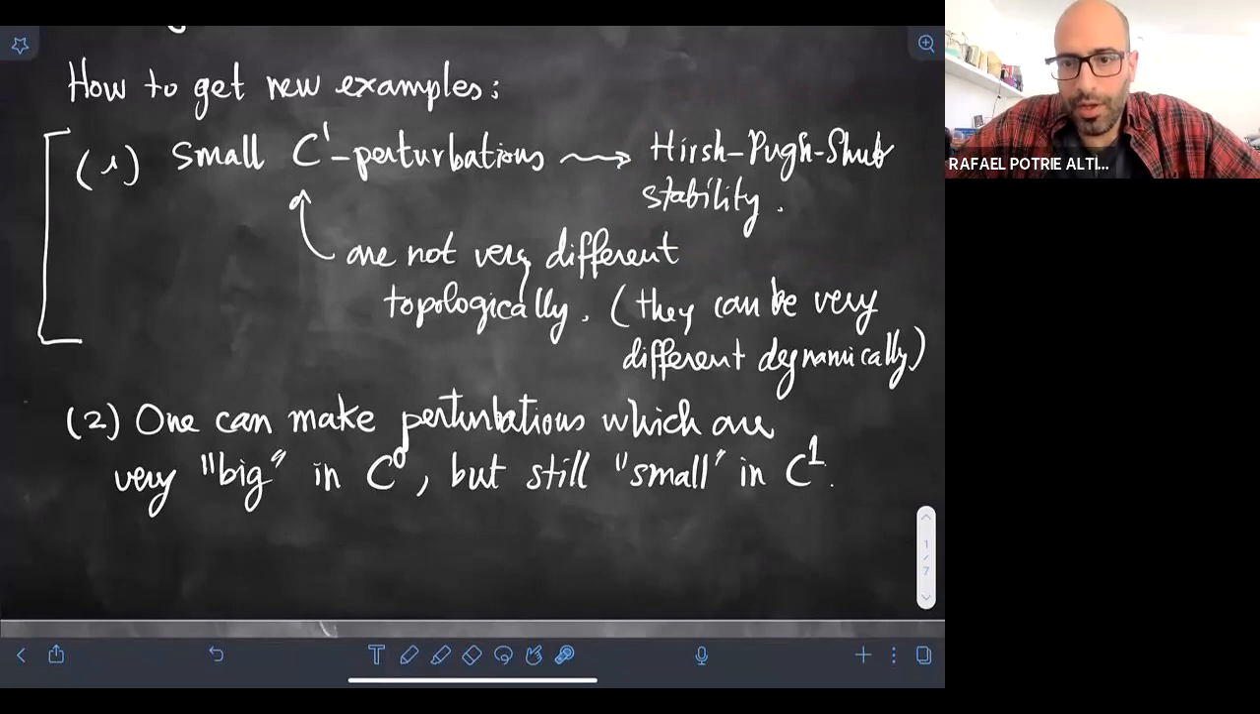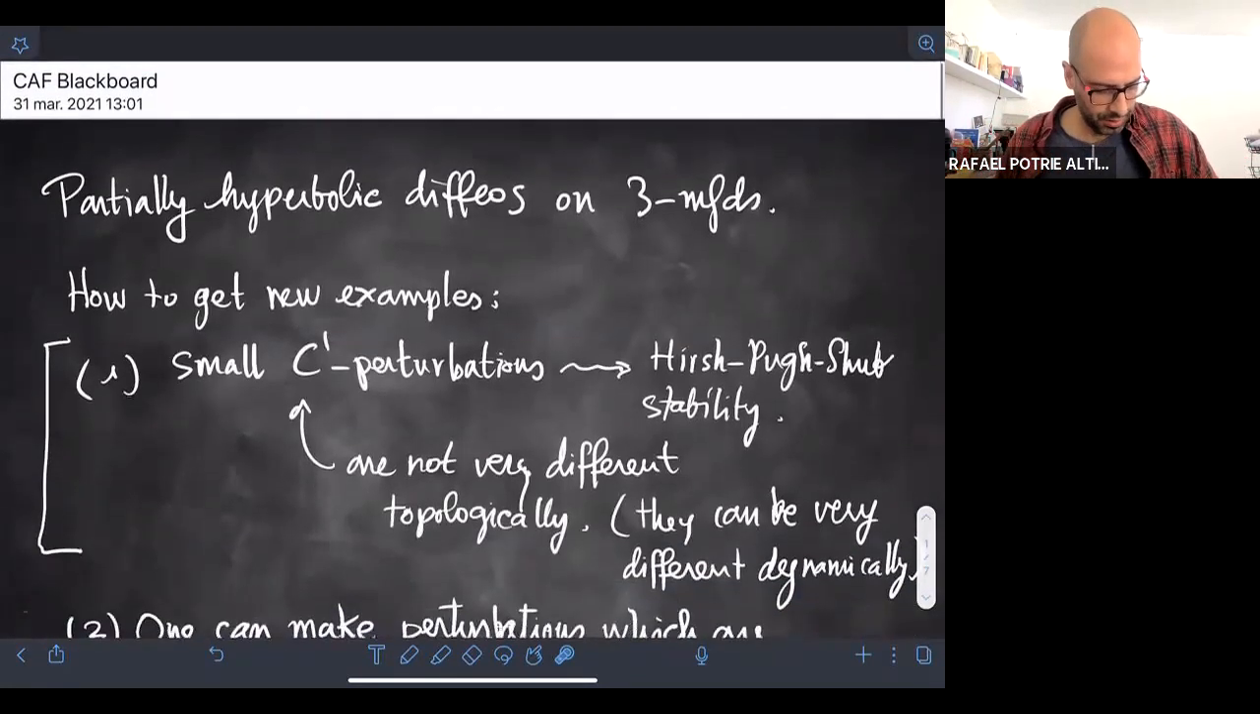So next time I will start with the geodesic flow on a closed surface of negative curvature and try to make big C0 perturbations which are small in C1, to produce new partially hyperbolic systems which are very different from the one we started with. Okay, and this will motivate the class of the title of the lectures. So that's it. Thank you.